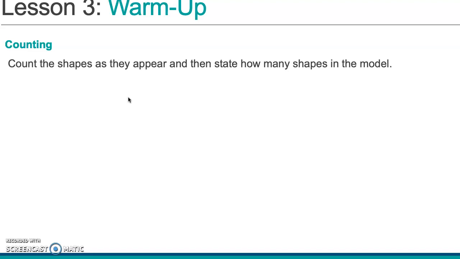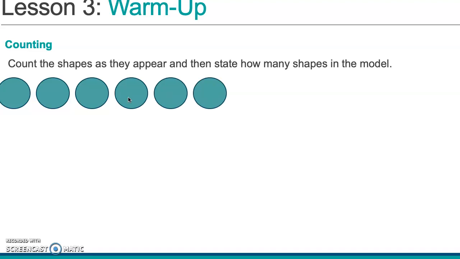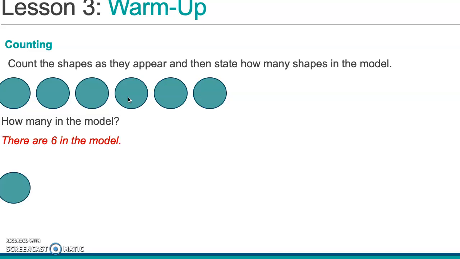Count the shapes as they appear, and then state or say how many shapes in the model. 1, 2, 3, 4, 5, 6. How many in the model? There are 6 in the model. Your turn to count now. I need to hear you counting.